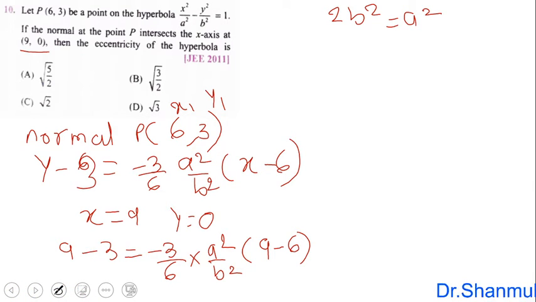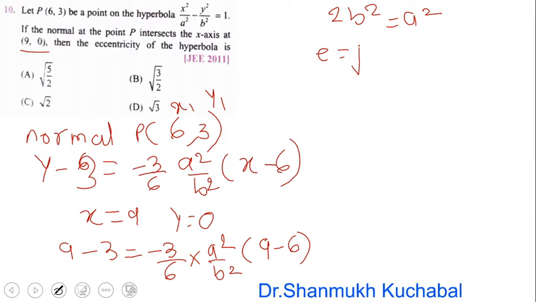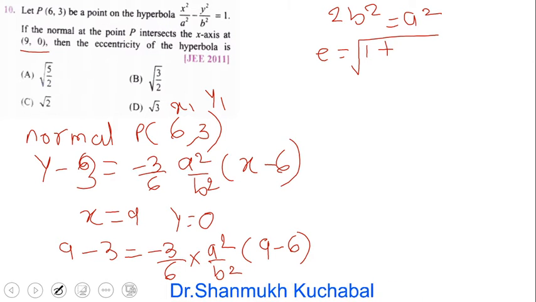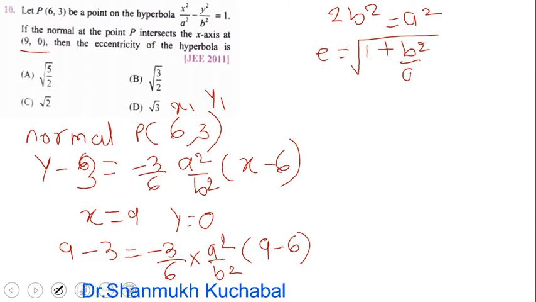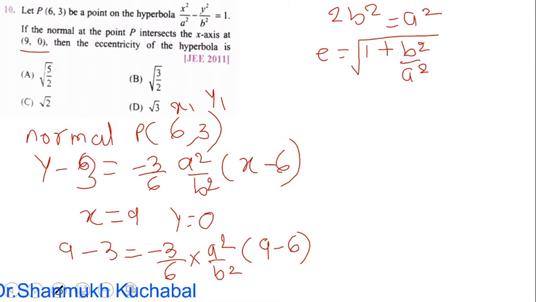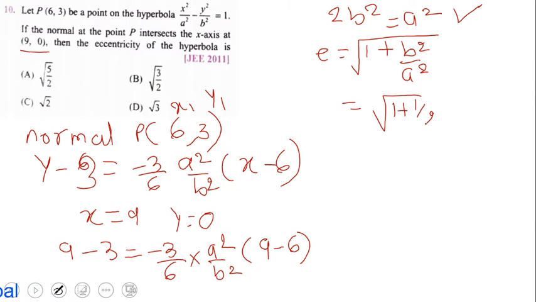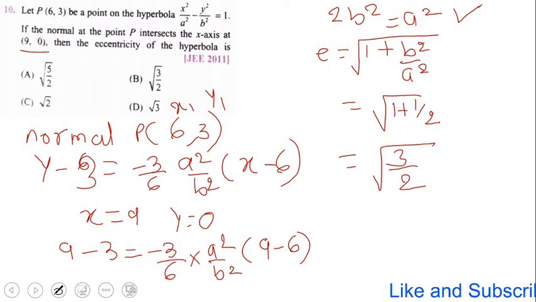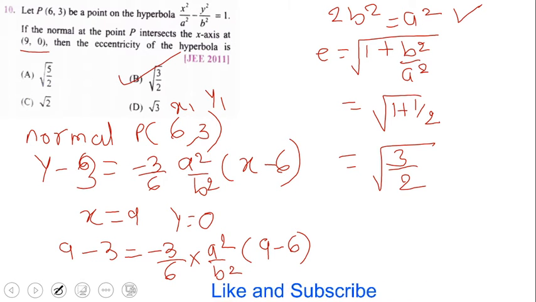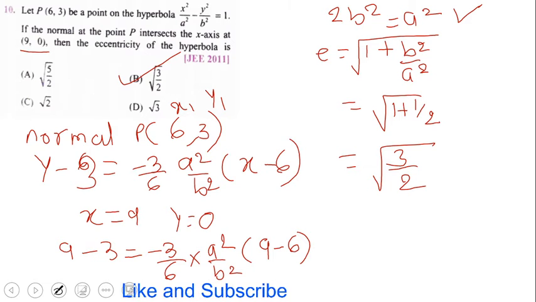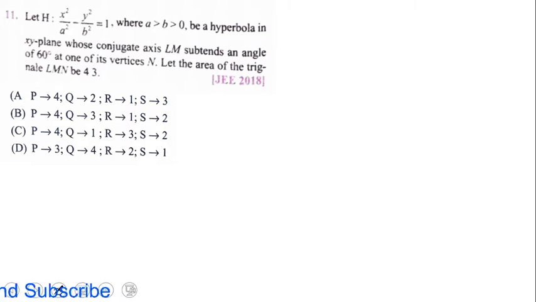Then we write a relation between e, a and b. So we get e equal to root of 1 plus b square by a square. So we know b square by a square from this equation, we can write it as 1 by 2. Simplification: take the LCM, LCM is 2, 3 by 2. So 3 by 2 we are going to get. Therefore option B is the right answer. Root 3 by root 2 is the right answer, option B. Like this we have to calculate here. Okay, we'll move to the next example.